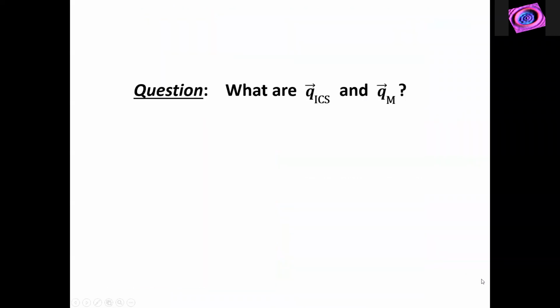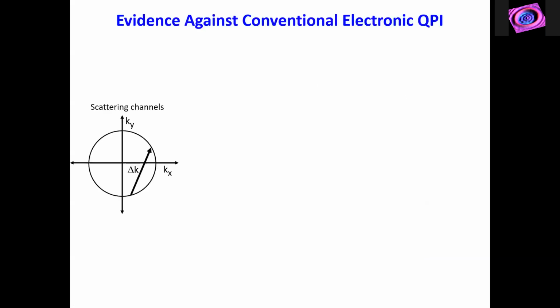So the question then is, what are these long wavelength modulations? What is causing them? To make a long story short, we think that it's due to spinon quantum interference. But before getting into all the fancy spinon physics, let's first consider the conventional explanations. So what is not explaining these long wavelength modulations?